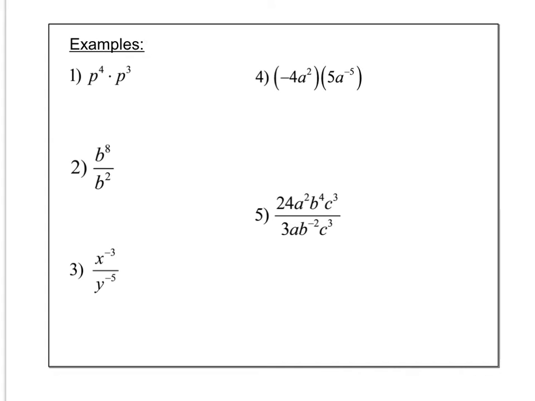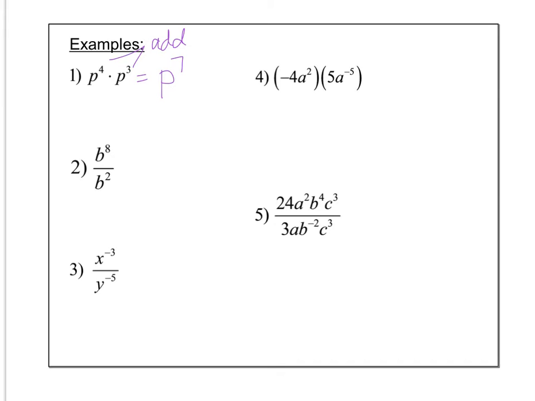Alright, so looking at this first example, we have the same base, which means we can combine them together. They're both p, and we're multiplying. And we have little exponents. So the rule when we're multiplying, they get their own special rule. We actually add them together. So this is going to be p to the 7th power.